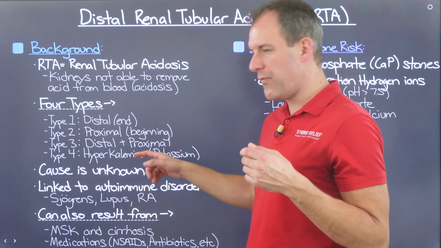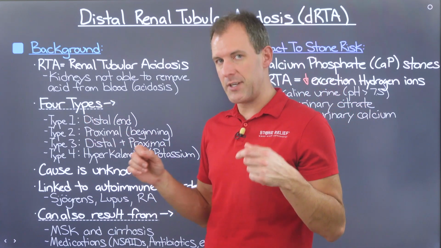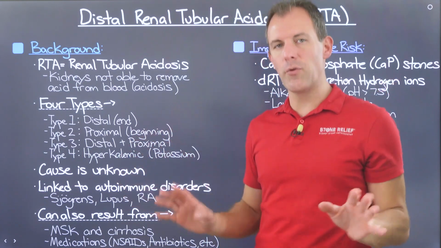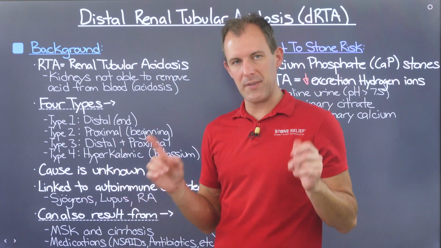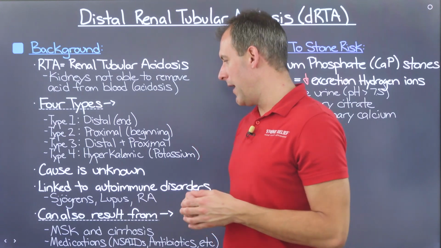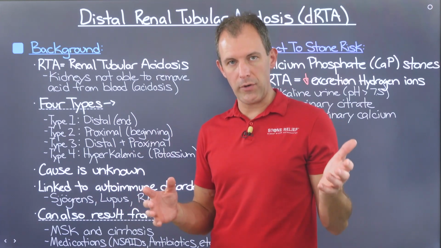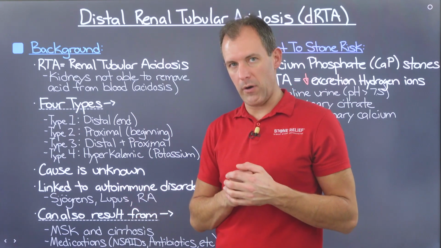Now, the cause for renal tubular acidosis, or in particular the distal version of this, is unknown. However, it has been linked to several different things. First and foremost, and likely where you're going to come across this as kidney stone sufferers, is some sort of autoimmune condition. The biggest ones are Sjogren's, which we have a video about if you're curious to learn more, lupus, and also things like rheumatoid arthritis.